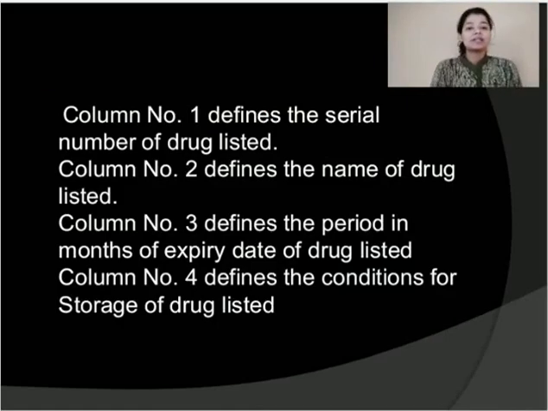Now, as we have seen the table in the previous slide, I have already told you all these points, but we'll just revise them once again. Column number 1 defines the serial number of the drug. Column number 2 defines the name of the drug that is being listed. Column number 3 defines the period in months of the expiry date of the drug. And column number 4 defines the condition for storage of the drug that is being listed.